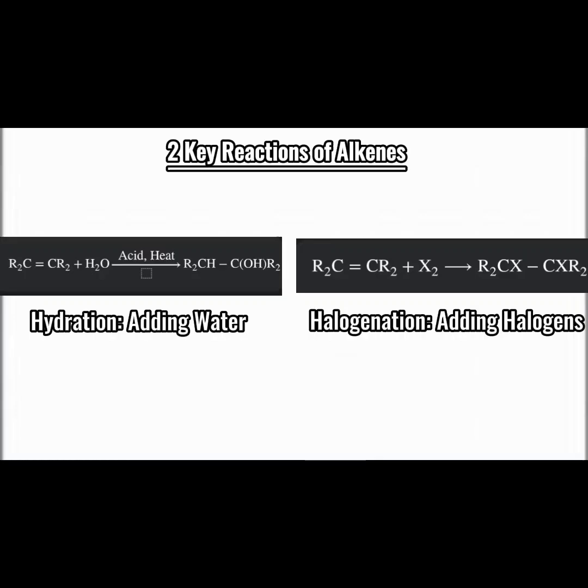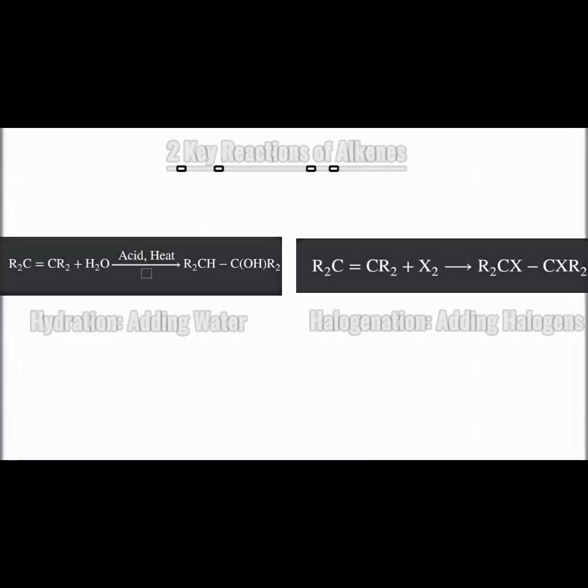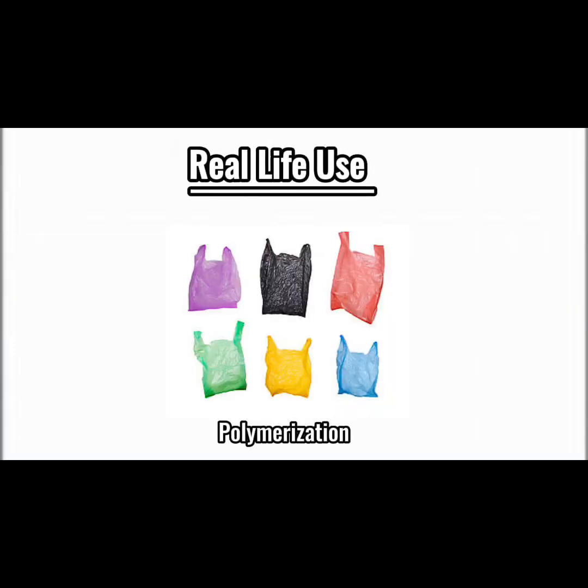So these are two key reactions of alkenes. The first one is hydration, adding water. Basically, you add a water molecule across the double bond. And the second one is halogenation, which is adding halogens, where you add a halogen molecule across the double bond. Now, for real-life use, the most obvious one is polymerization, which gives plastic bags.